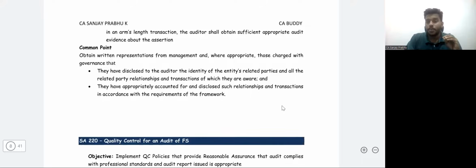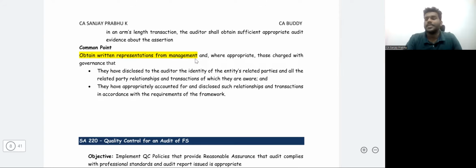Next, last topic, last point of this particular standard. As an auditor, I should obtain written representation from the management. What written representation? That they have disclosed all the related party transactions to the auditor, and that they have identified, accounted, and disclosed all the related party transactions and relationships in the financial statements. Agree to this? This is all about our SA 550.